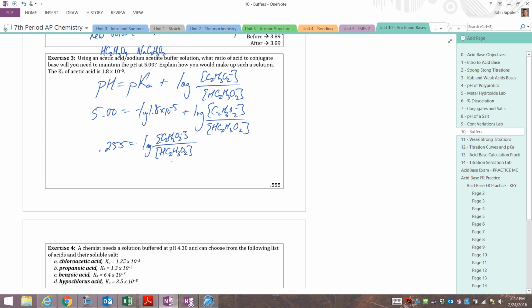All right, so how do I get rid of the log? What do I have to do? It's base 10, so we just raise 10 to both sides. So we're going to go 10 to the 0.255, and I get 1.8 is equal to the acetate ion over acetic acid. Whoop, I messed up. And that gives us the ratio of the base to the acid, right? But what are they asking for?